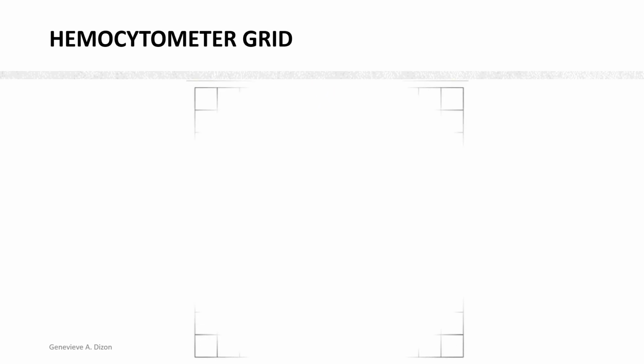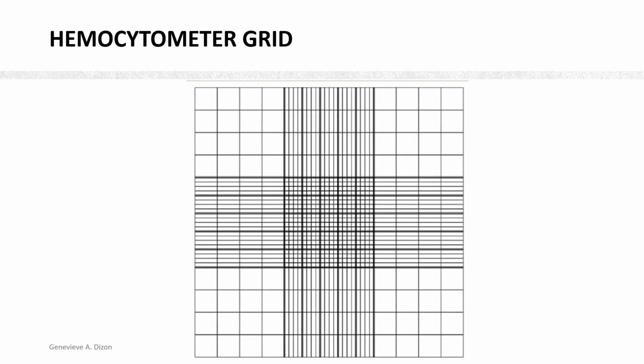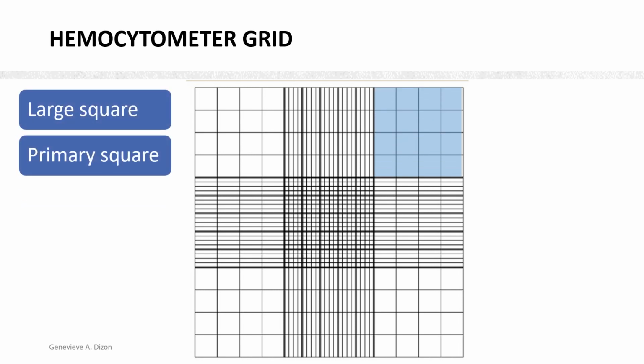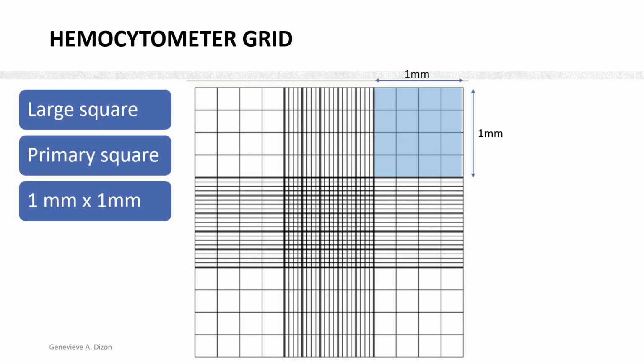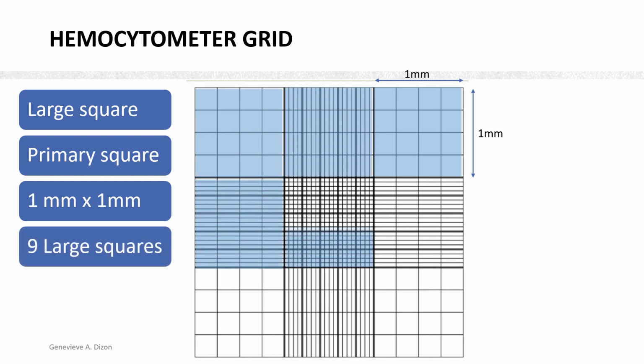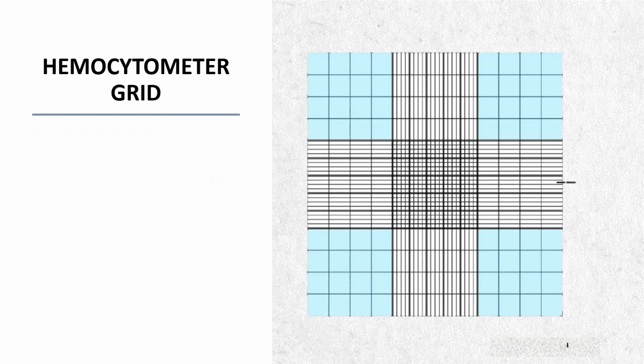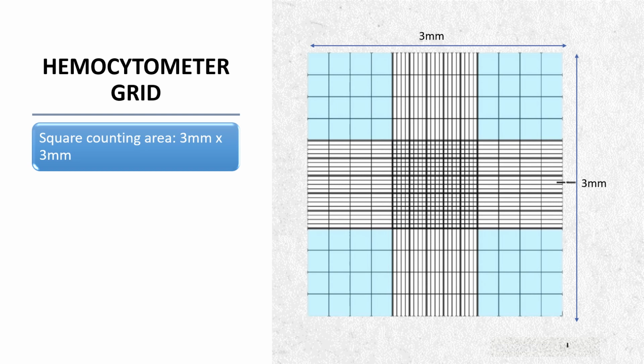The hemocytometer grid is made up of different sized squares. The large square, or the primary square, is 1 mm by 1 mm in size. And there are 9 large squares, giving a total of 9 square millimeters. 3 large squares are seen horizontally and vertically, making the square counting area 3 mm by 3 mm.